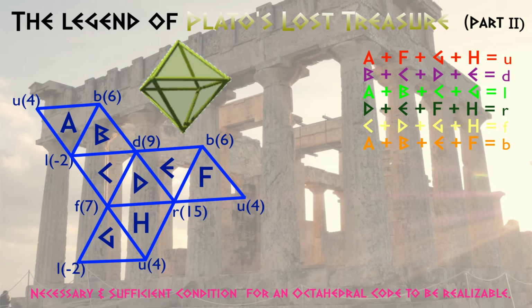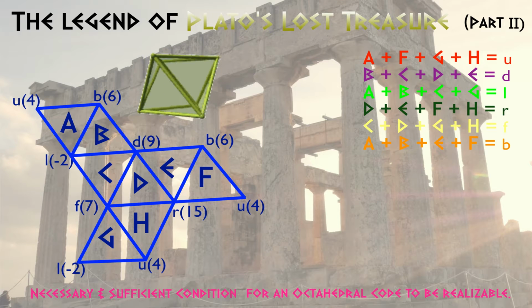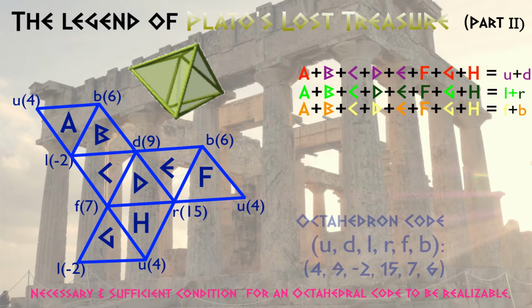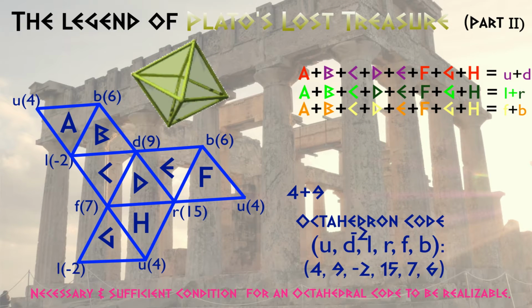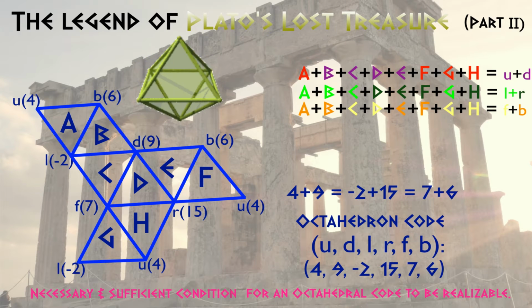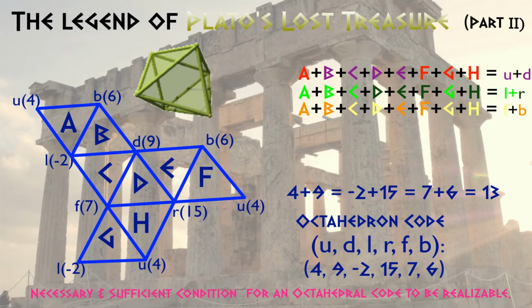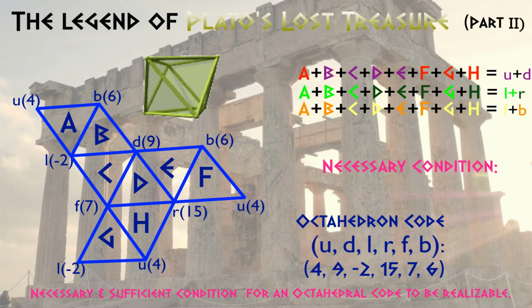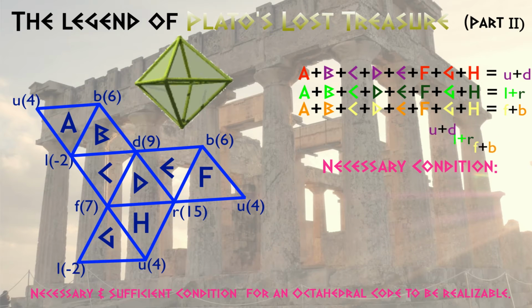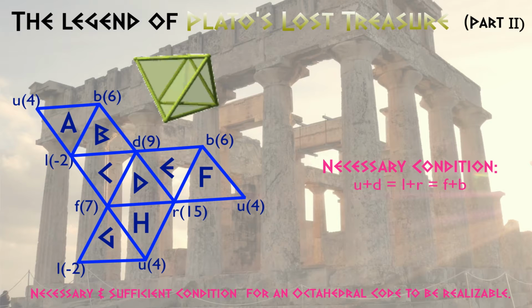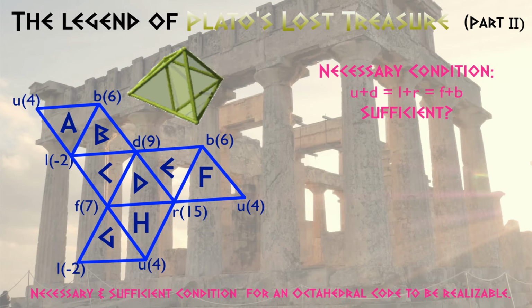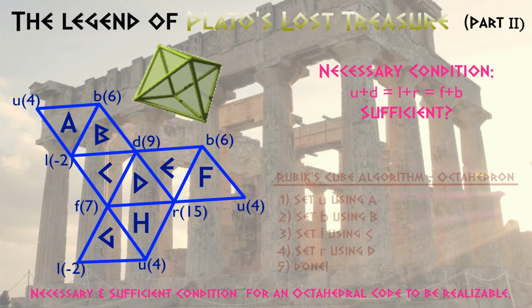If you prefer algebra, you can see this by summing the equations that produced our augmented matrix. The fact that in our desired code, U plus D, L plus R, and F plus B were all equal to 13 was not a coincidence. Pressing any face affects these sums equally, so a necessary condition for a code being realizable is that these sums agree. Okay, but is this necessary condition sufficient? Absolutely. Just go back to our algorithm.